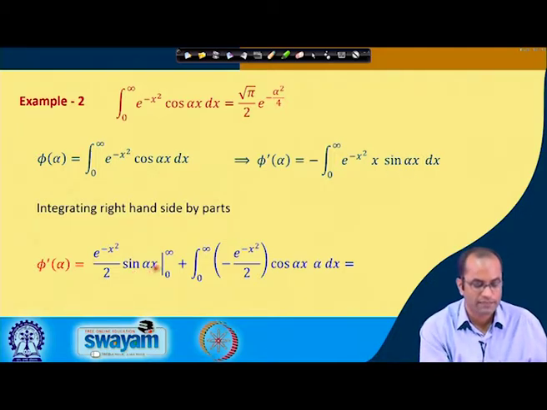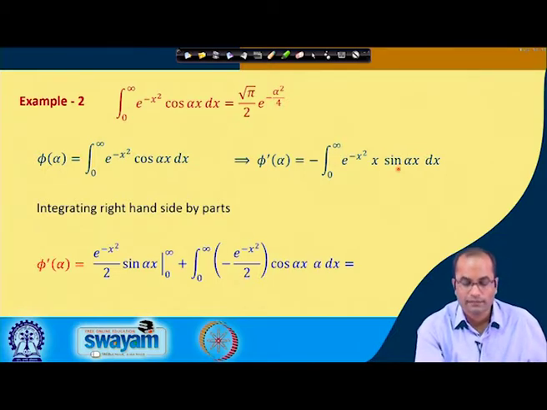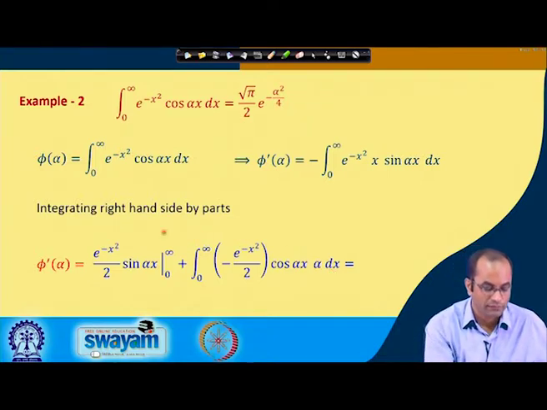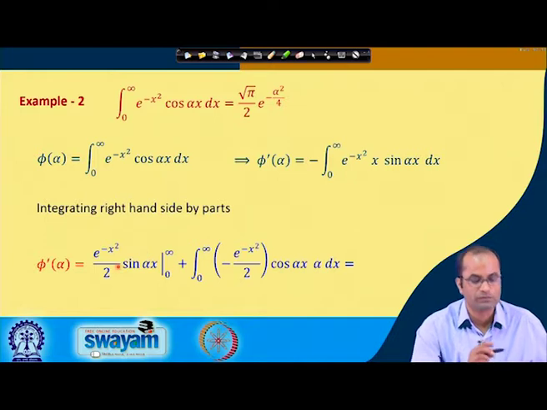So, sin alpha x, and then the limit 0 to infinity, then there will be a minus sign, and this minus will become plus. We have 0 to infinity, again the integral of this e power minus x square x, which is minus e power minus x square over 2, and the derivative of this sin alpha x will be cos alpha x, and then the derivative of alpha x will be alpha and dx. So, we have now this here, when x goes to infinity, this will go to 0, and when x goes to 0, because of the sine, this will go to 0.